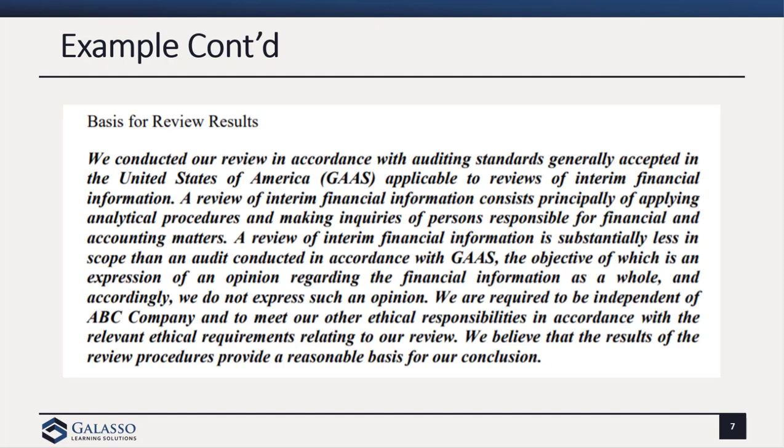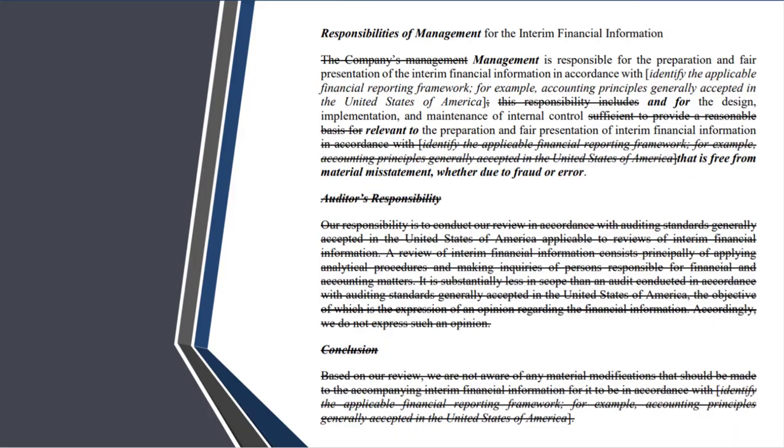So you can kind of see here in the basis, we have our opening sentence, very similar to SAS 134. Then we have our description of what we do in our review coming from the extant standard. But then we add in "we are required to be independent of," which is the addition from SAS 134. And then we close with "we believe that the results of our review provide a reasonable basis for our conclusion." So I think that's really interesting as we go back and forth through this.